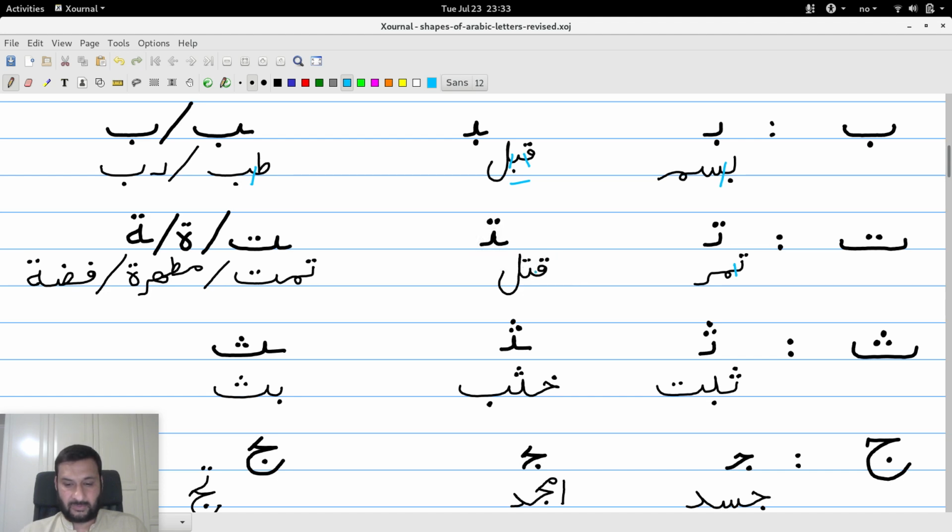Then, if it appears in the middle of the word, then it appears something like this, as here. I'm going to cut it off. Of the lam. If it appears at the end, then it looks like this. And here is the cutoff. You will see it like this. Ta can also appear like this, which is called ta marbuta, also called round ta. And another case is sometimes it appears like this at the end of the word, and here are the examples.